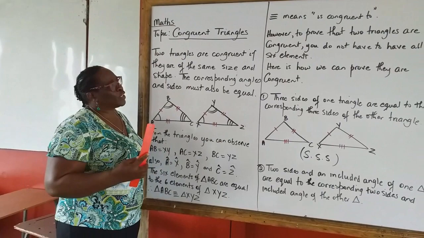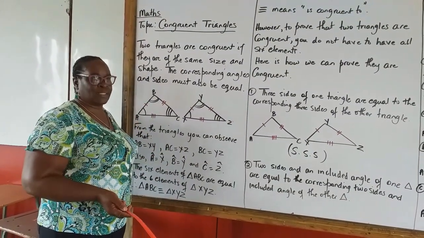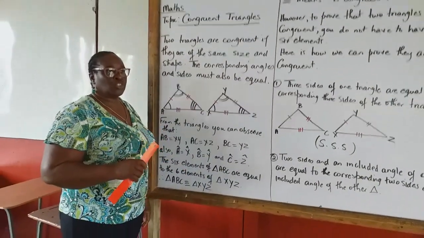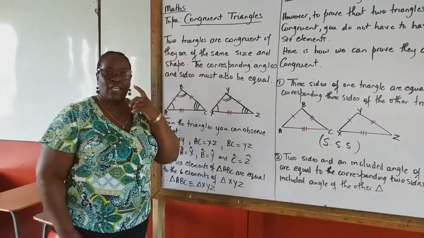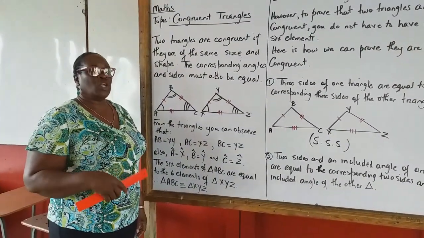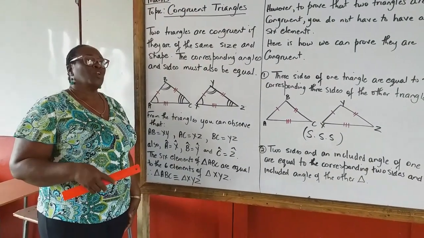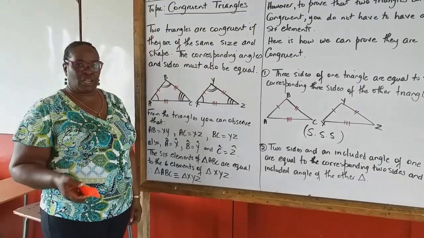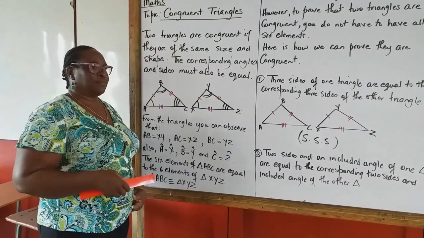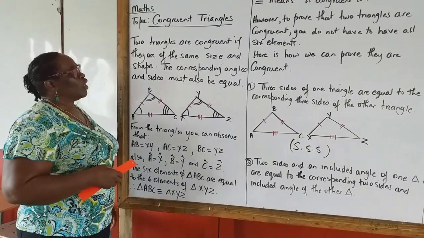But before we look at the topic, the last video we had was on similar triangles. On similar triangles, we looked at the fact that two triangles are similar if the corresponding angles are the same. We also looked at how you would find the scale factor K, and how you would find the area of one triangle given the area of the other one. Today we are going to be looking at congruent triangles.